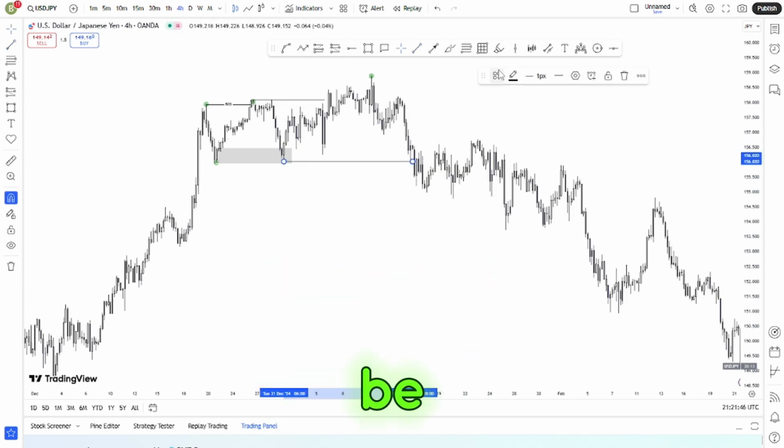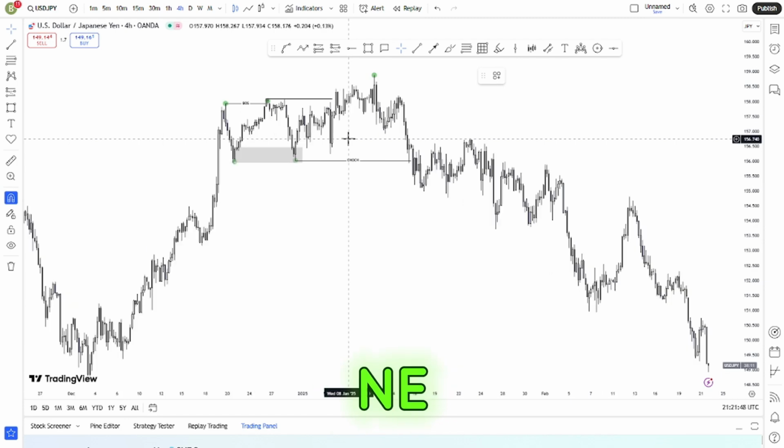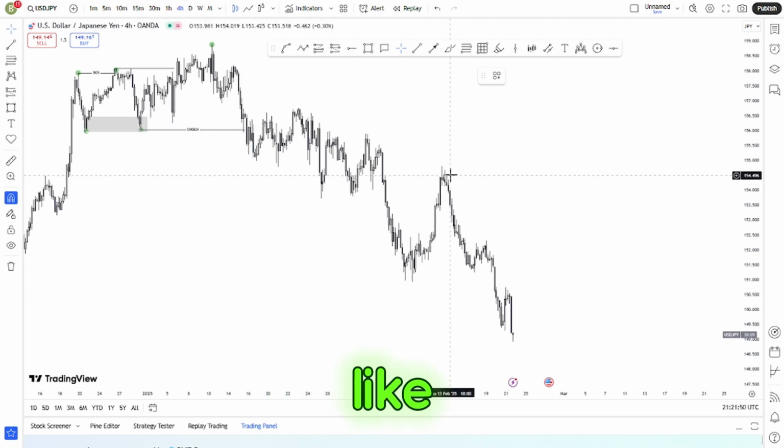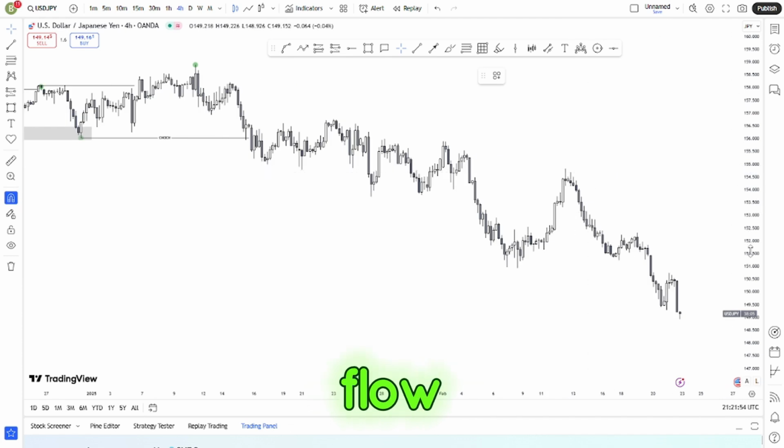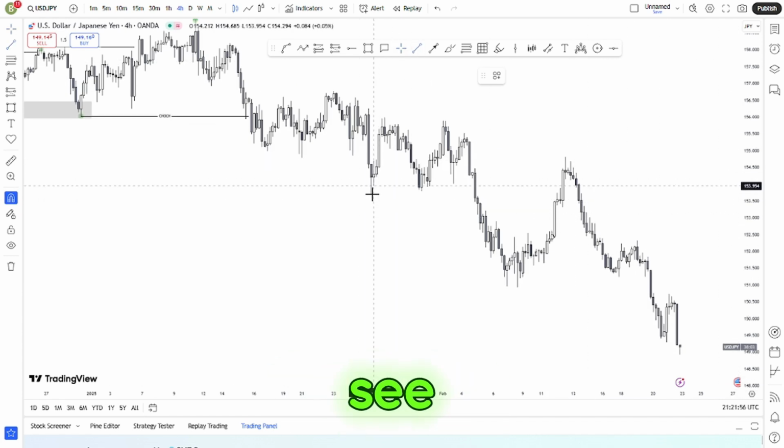Now the market will be pushing to the downside, guys. So that is how you can map out your overall market structure right there. But we are getting into the order flow part, just because you want to see that order flow, guys.